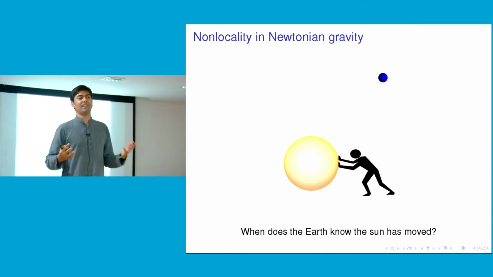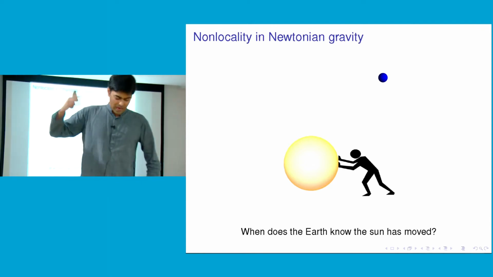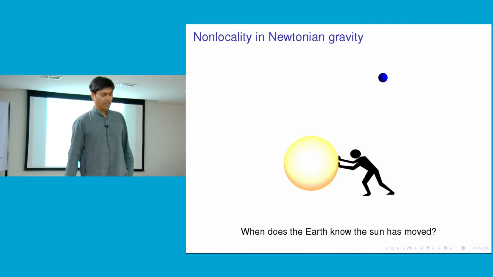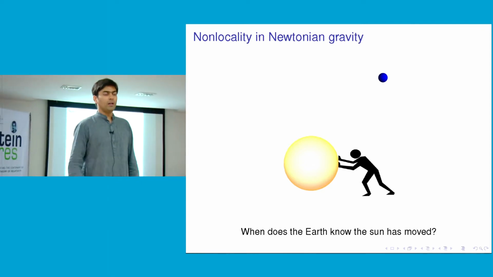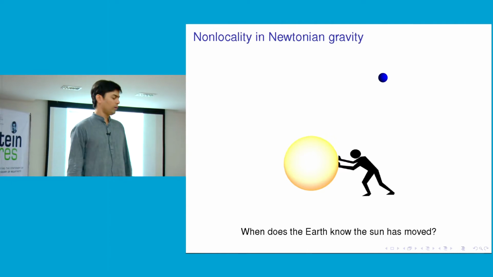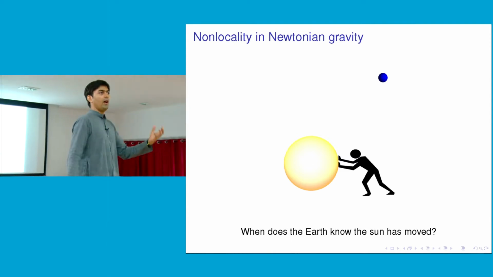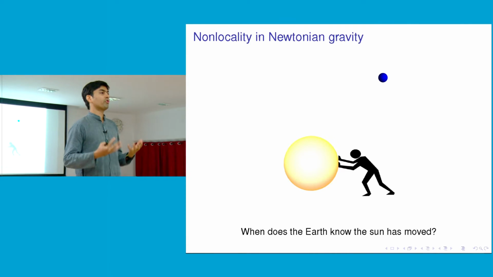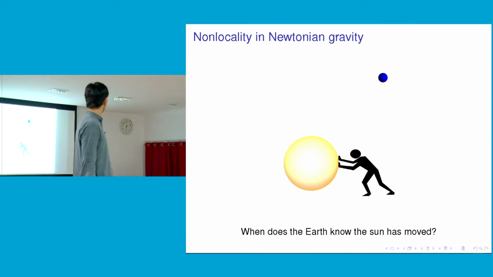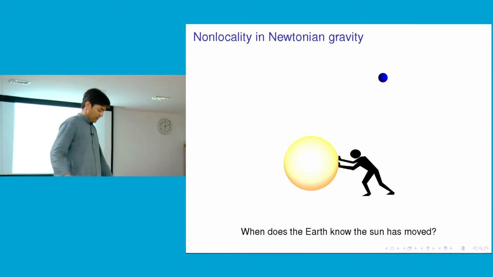Okay, so that's the question that I want you to focus on. It takes some time for light to come from the sun to the earth, about 8 minutes. But if you look at the form of Newton's force law, it tells you that the force between the sun and the earth is inversely proportional to the square of the distance between these two objects. So when this giant pushes the sun, the distance between the sun and the earth will change.